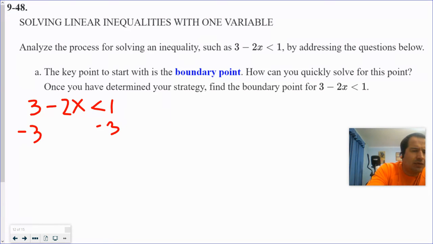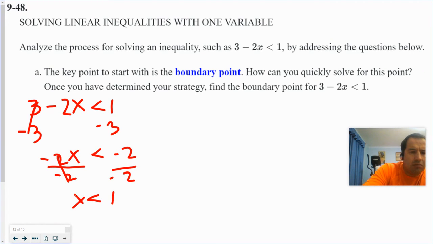-3 and -3, and I get -2x is less than 1 minus 3, which is -2, and then I divide by -2 and divide by -2, and x is less than 1. Oh, okay, x is less than 1. That is my answer.